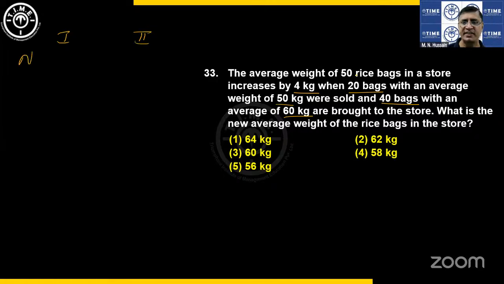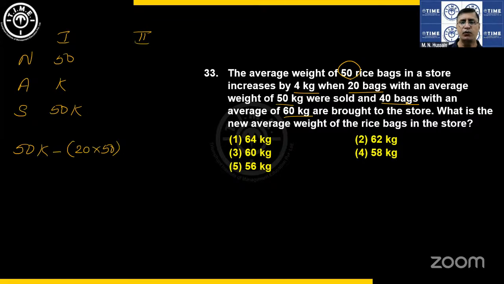So how many rice bags here? Initially 50 rice bags. What is the average? We don't know, so I'm assuming it as K. What is the sum? 50K. From this 50K, what happened? 20 bags were sold. With how many kgs? 50 kgs weight. So 50 into 20.